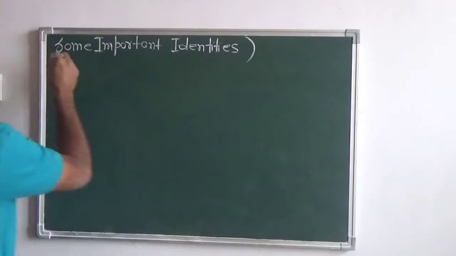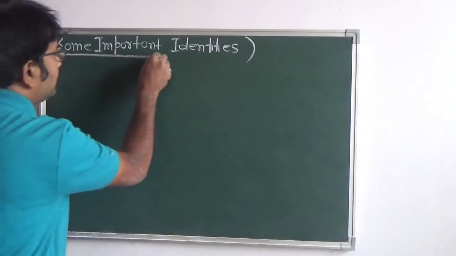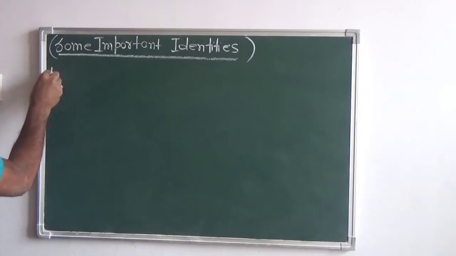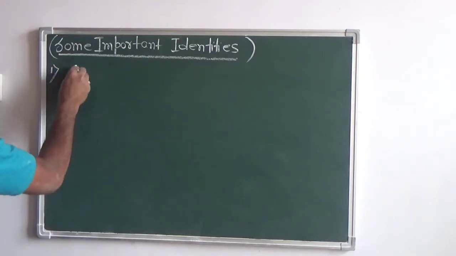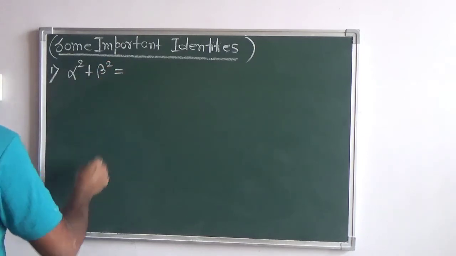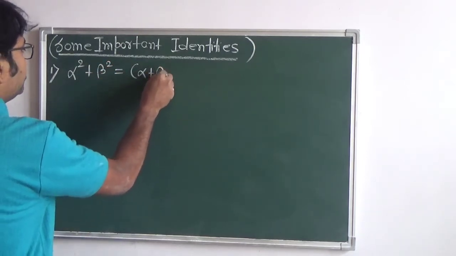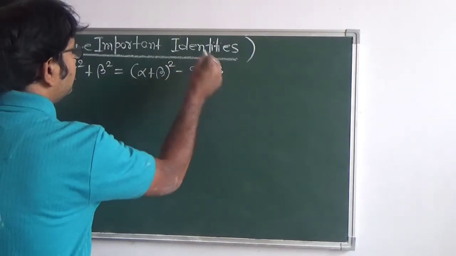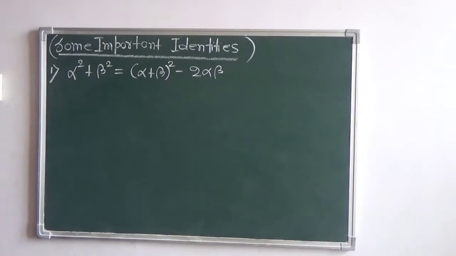Some important identities, these are very important, which will be used while solving the problem, so note it down carefully. Number 1 is alpha square plus beta square is equal to alpha plus beta whole square minus 2 alpha beta. Suppose we need to find the value of alpha square plus beta square.